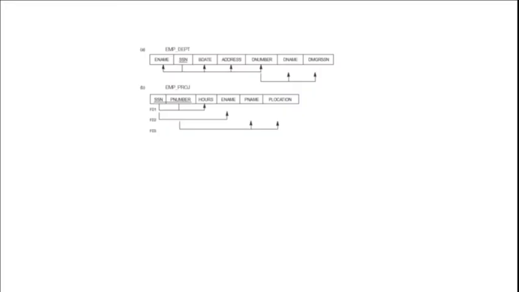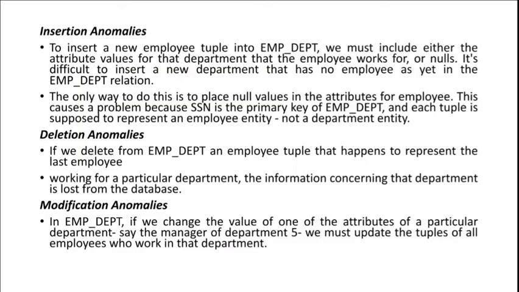But here you can see employee and department are both combined. When you delete the employee details, along with the employee details, department details will also get lost. That's why this is a deletion anomaly. Hope you're understanding, guys. Suppose if you have any doubts, please post your doubts in the comment section.